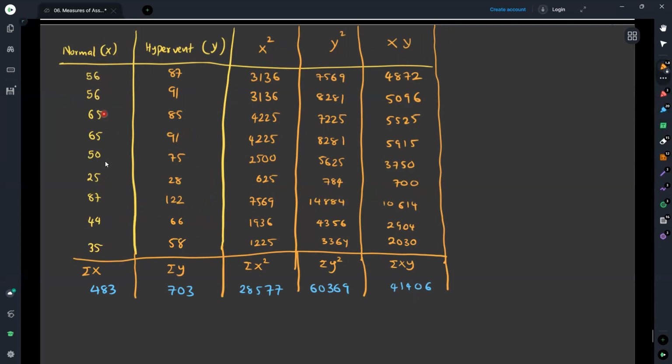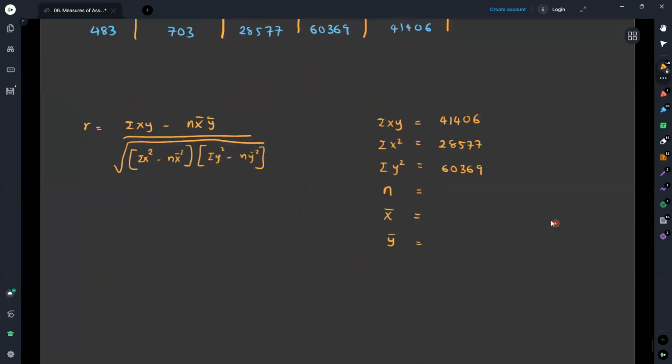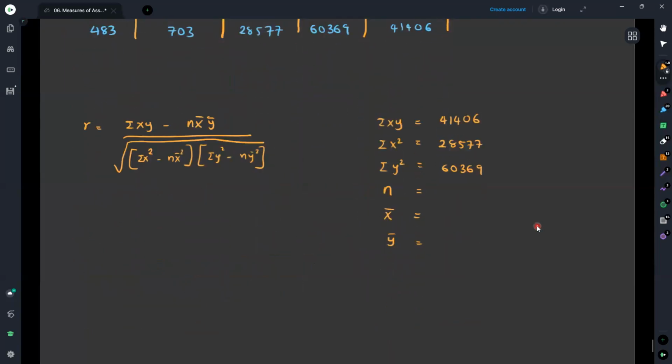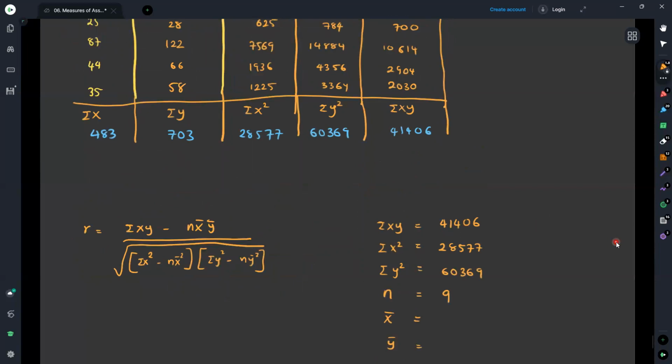We can see how many values are there; it is the number of ordered pairs that we can see in the data set. Therefore, we can see that we have selected 9 students for the experiment. Therefore, the value of n would be equal to 9. Then the value of x bar has to be calculated. In the previous sessions, we have discussed obtaining the mean value.